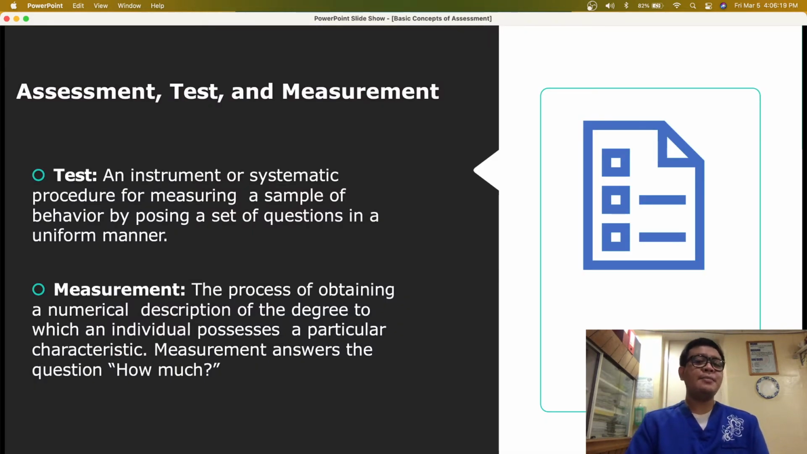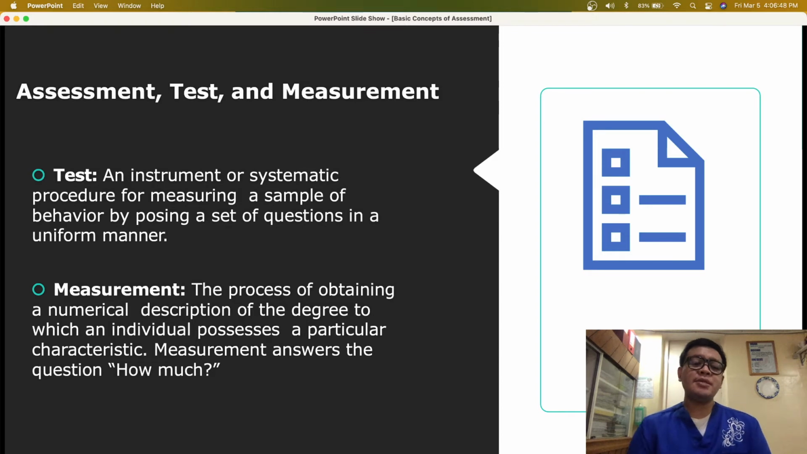Assessment, test, and measurement. A test is an instrument or systematic procedure for measuring a sample of behavior by posing a set of questions in a uniform manner. We all know that a test is very important because we have to recheck the knowledge of our students, if they're able to learn from that. And that's a very good tool for us to determine or assess if they're able to learn based on your discussion or the way that you taught them.